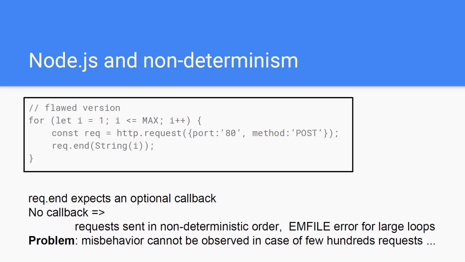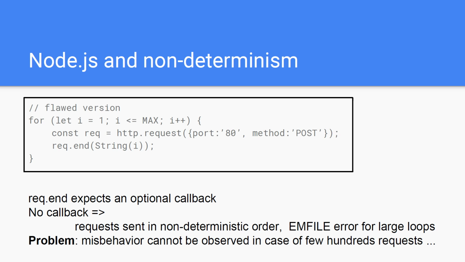But here there is a bug. What we are doing here is we create a new request object, and then we can send a request to the server by using this method end. So the problem is this method end has a second optional parameter, which is a callback. And the callback is the code that will be eventually executed after we are sure that the request has been sent to the server. Okay? So here we are not using the callback.